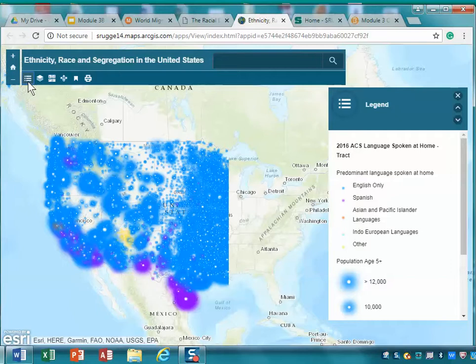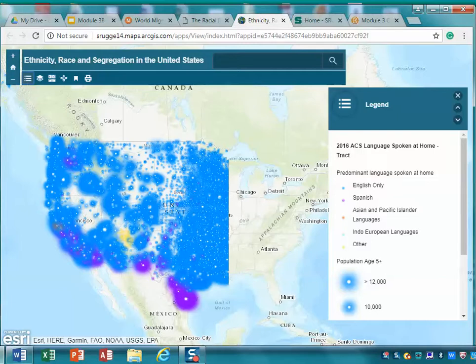Now, not surprisingly, in the United States, you're going to see across this a strong area that is English only, but you're going to see other areas. And what I want you to do is look at where those other areas are. And I have a couple of questions in terms of how that landscape looks.